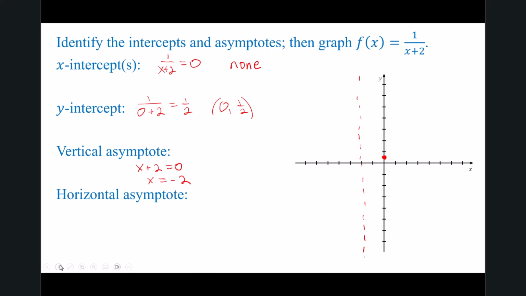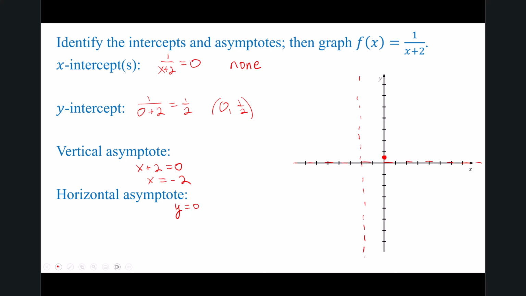And then the horizontal asymptote. Look at the degree of the numerator and denominator. The degree of our numerator is 0 because we have no x's in the numerator. The degree of the denominator is 1. So if the numerator has a smaller degree, the horizontal asymptote is the line y equals 0. And I'll graph that asymptote.